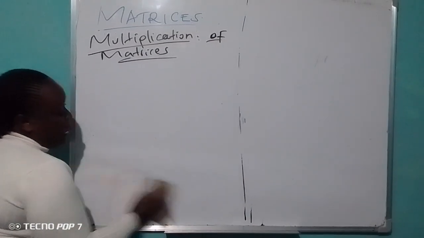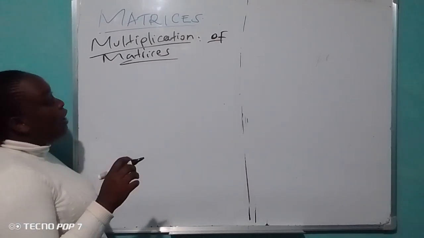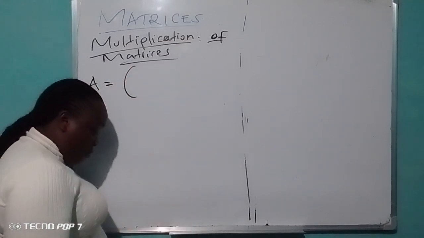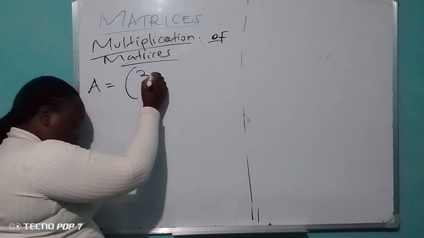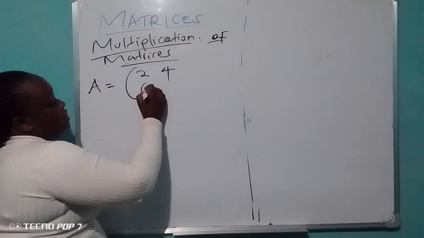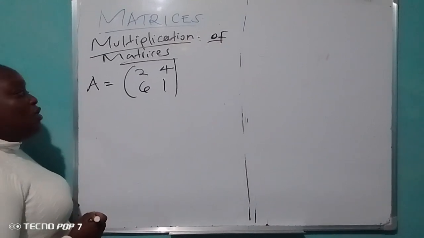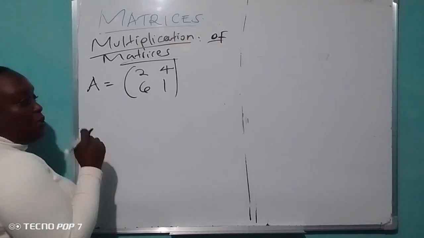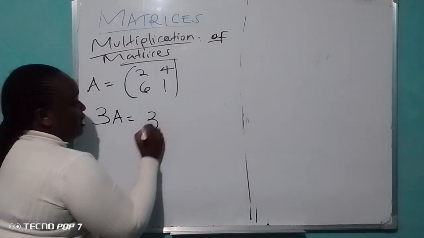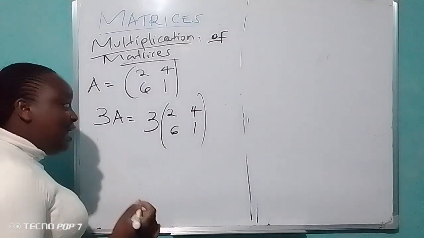First of all, we will see how we can multiply a matrix by a scalar quantity. Let's say, for example, our matrix is 2, 4, 6, 1. Let's say this is matrix A. We want to multiply by a scalar like 3. So 3A will be 3 into 2, 4, 6, 1.